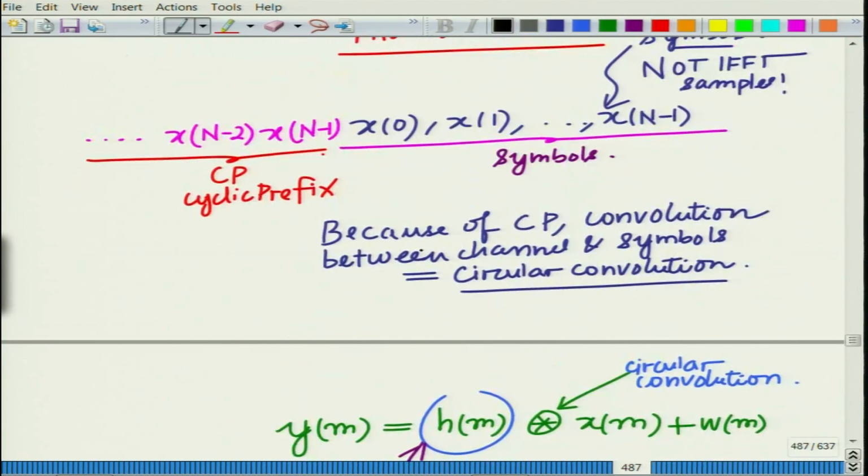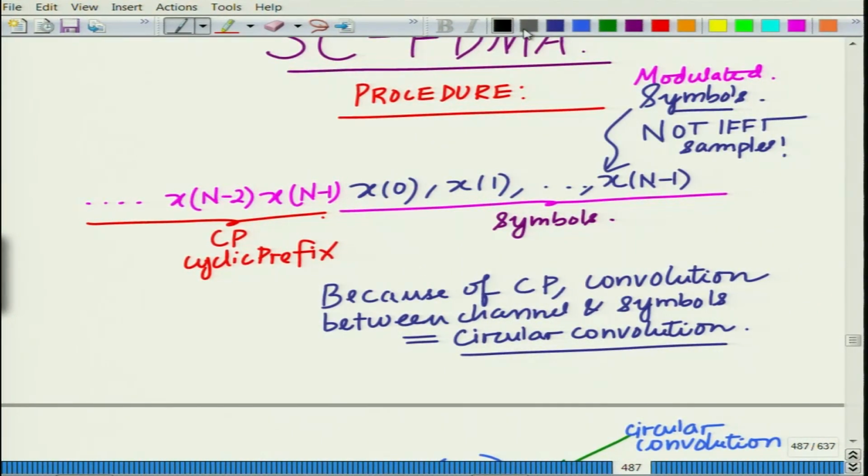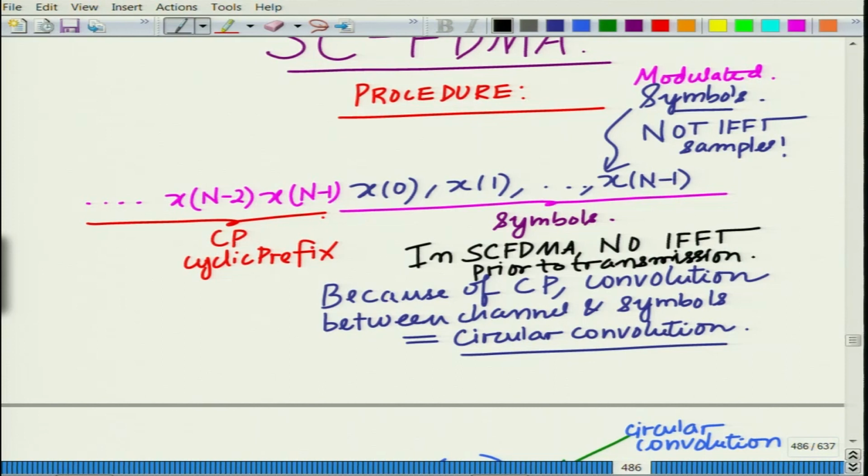So, we do not perform the IFFT prior to transmission. The thing you have to remember in SC-FDMA is that there is no IFFT prior to transmission. This is the major difference with respect to OFDM. There is no IFFT performed prior to transmission. You are simply taking the block of n symbols, adding the cyclic prefix and transmitting it over the channel, which of course is an intersymbol interference channel.